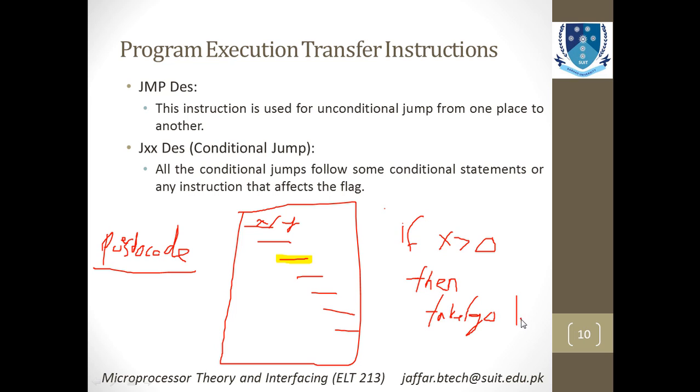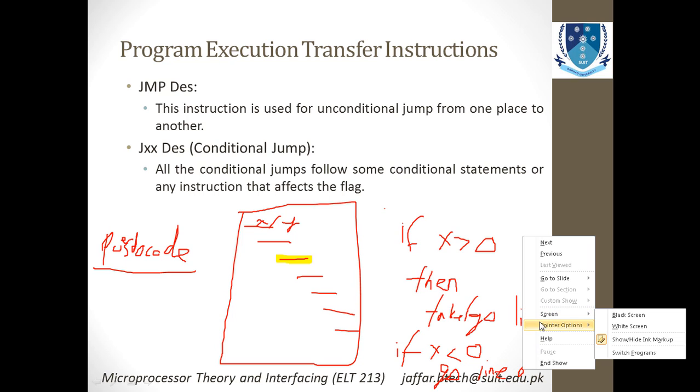Go to line 9. But if it is less than 0, let's say, go to line 6. Let's say this is the code; it's pseudocode actually. We go to line number 6. So what will this command do? This is basically a conditional jump.